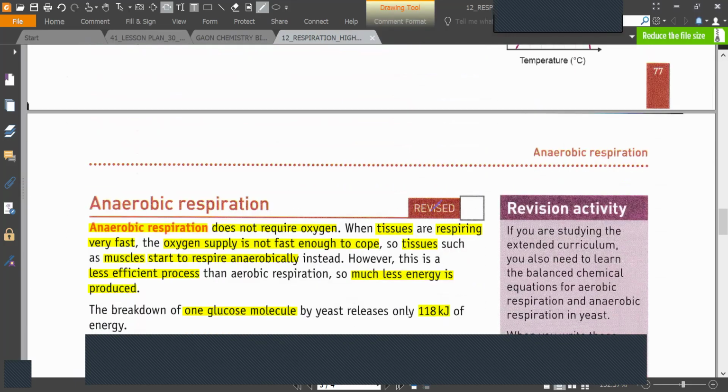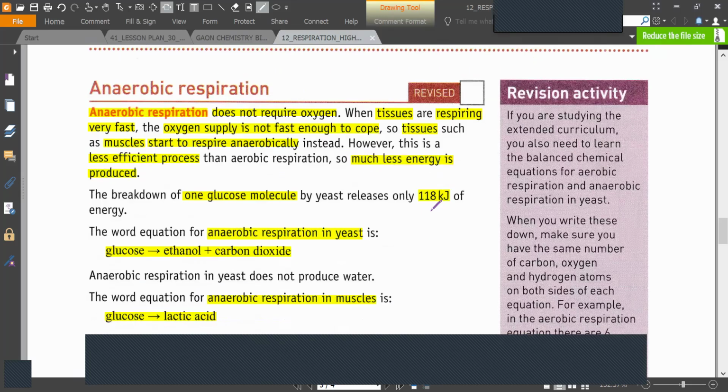Anaerobic respiration. Just now we had aerobic respiration, so now we have anaerobic respiration. The most important point: it does not require oxygen. It does not need oxygen. So why is it useful?